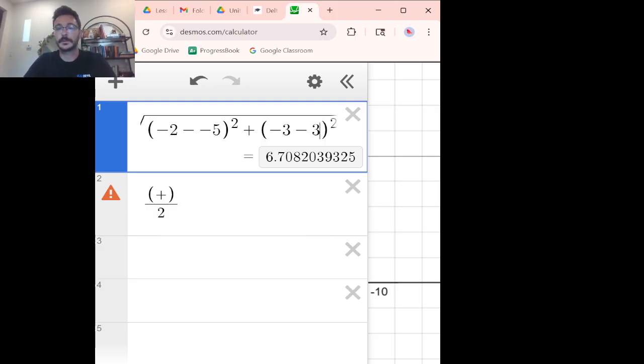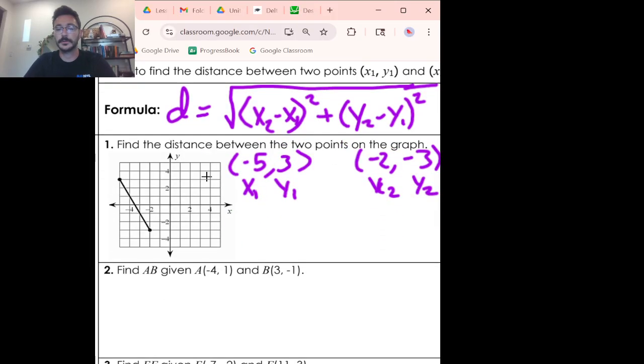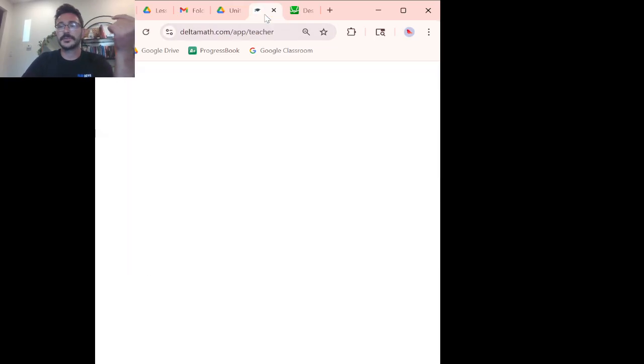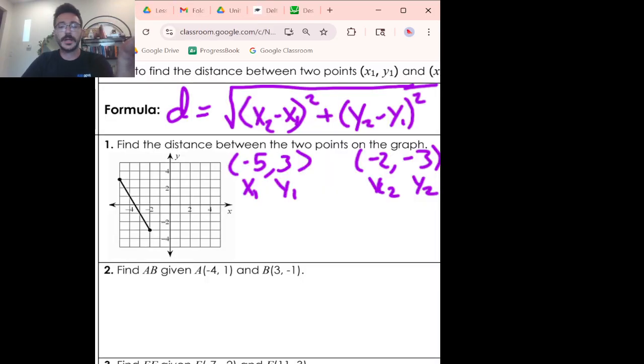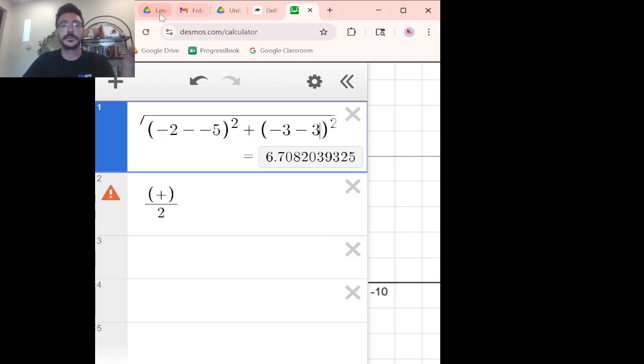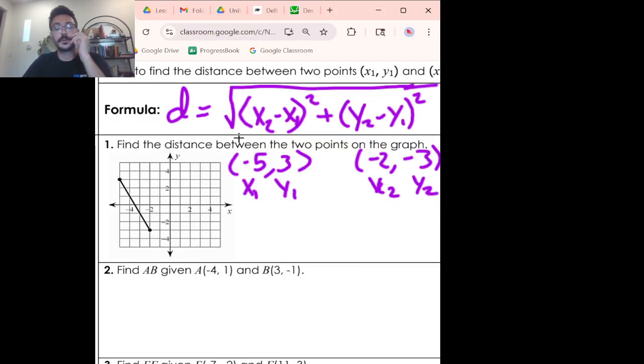Let me find my tab here. There we go. Notice it gave us a decimal there. It depends on rounding and fractions. I usually assign Delta Math, and it usually tells you on there what to do, but I would probably write it as 6.7. If they don't specify, then go to that decimal point. So roughly 6.7. That's all you're doing.